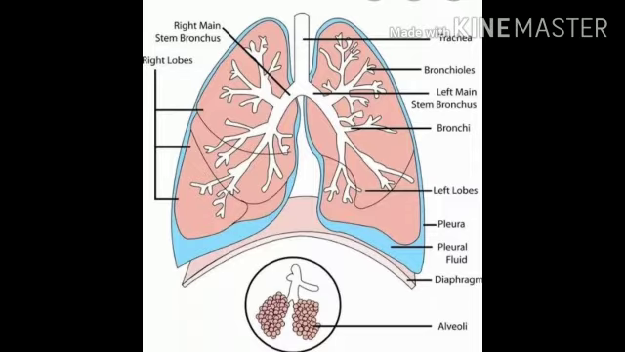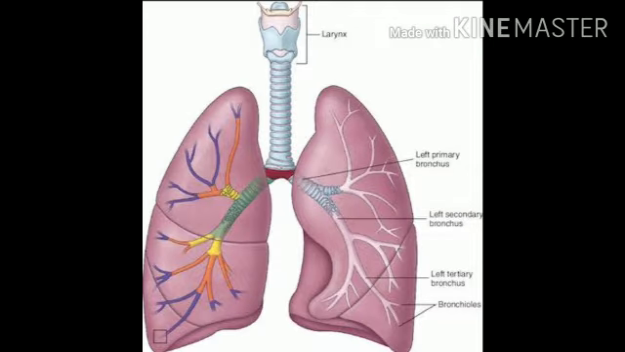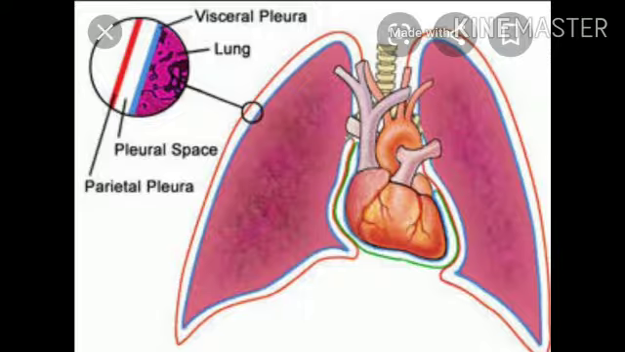Let's learn about lungs. Human beings have a pair of lungs. The lungs are roughly cone-shaped, tapering at the top and broad at the bottom. The lungs are spongy and elastic. The left lung has 2 lobes and the right lung has 3. The left lung is slightly smaller to accommodate the heart in between.